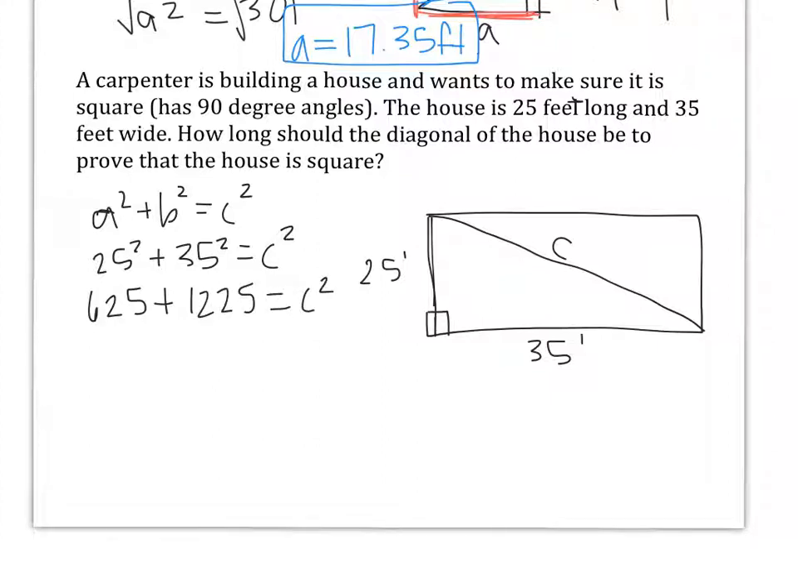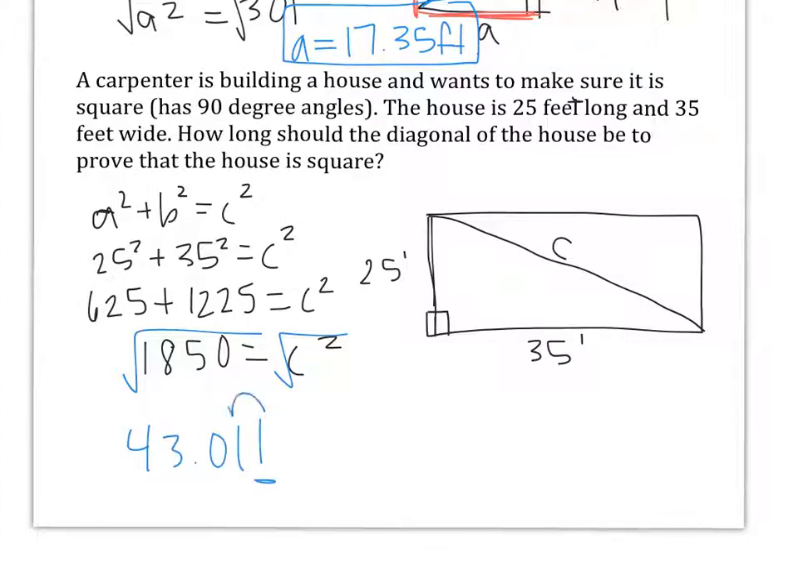And then 625 plus 1,225 is 1,850. And then to solve for c, I take the square root and round it to the nearest hundredth. So let's take the square root of 1,850, and I get 43.011. So that 1 here makes the 1 stay as it is, so I don't round up. So I get c is equal to 43.01 feet.